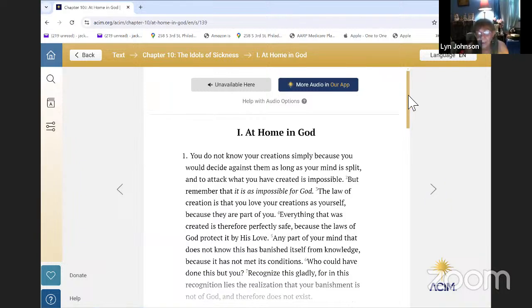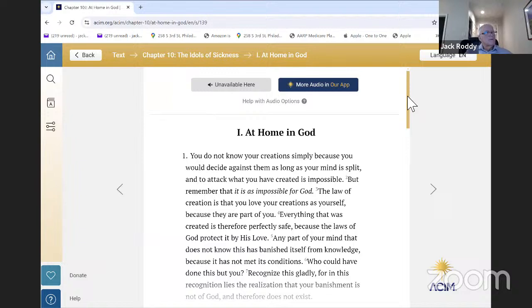Roman numeral 1, at home in God. Okay, at home in God.